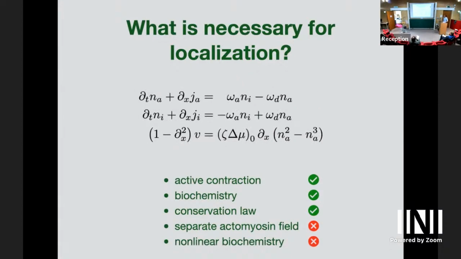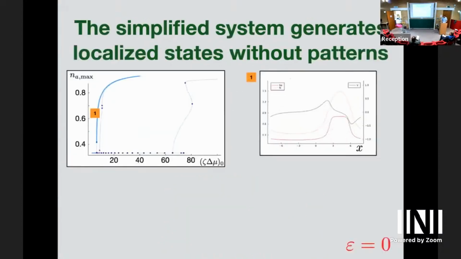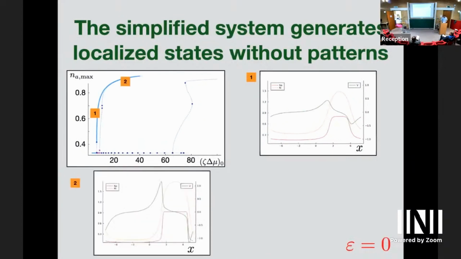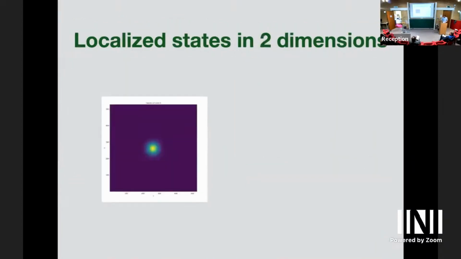So the simplest system that we found based on the initial one is this one that can still show the localization. However, the localized states then look different because they do not show these internal structures anymore, but are rather flat states. And to just end with a few pictures, what I've shown you for these localized states is all in one dimension, but you can have them also in 2D. So this is the most boring extension to 2D. It's just radially symmetric.